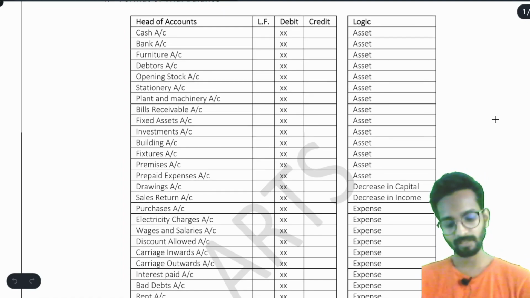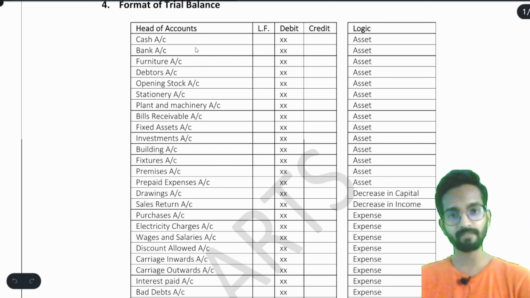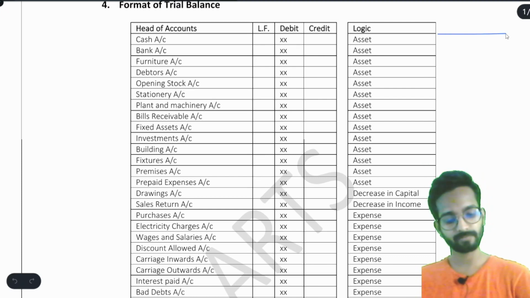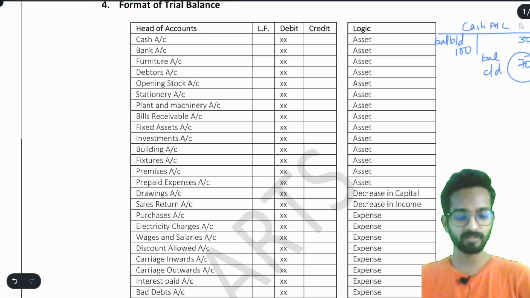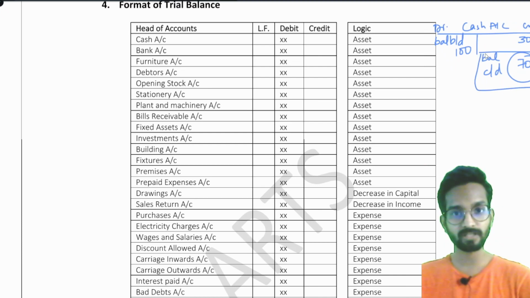Let's see. When there is a cash account, whatever balance the cash account has, you will write it in the debit balance. Why? Suppose when you prepare the cash account, here you will write the balance BD. Now if your balance BD is 100 rupees and you spend suppose 30 rupees, your balance carried down will be 70. Now this balance carried down appears on the credit side and this is the debit side. So the balance appearing here is called a debit balance and not a credit balance.